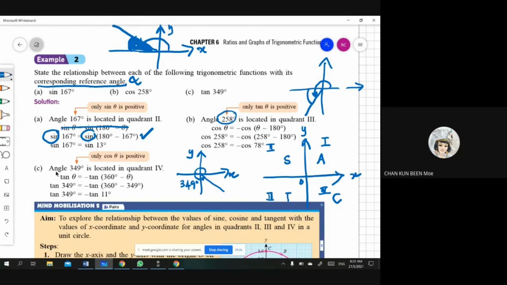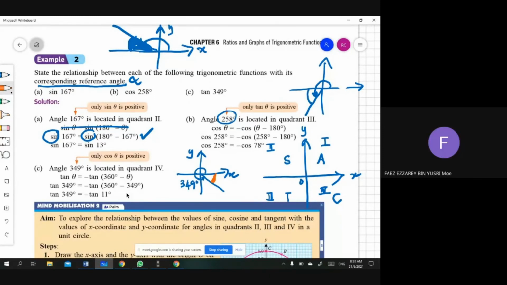Okay, so you can see angle 349 here is located in quadrant 4. So tan theta is negative tan alpha. How to get the alpha here? To get the alpha here, you will have to use 360 minus 349. That's why they have this. So 360 minus 349, you get 11. So tan 349 is the same as negative tan 11 degrees. Any question?